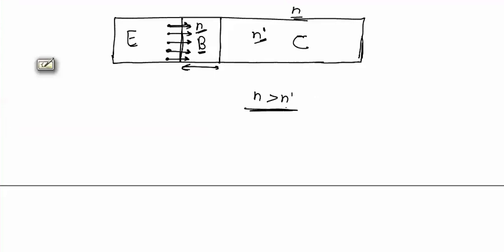If n is greater than n dash, we can see that if we move from base to collector with a distance x, there will be change in electron concentration. So concentration gradient will be created. If concentration gradient is created, then only these charge carriers will diffuse to the collector.